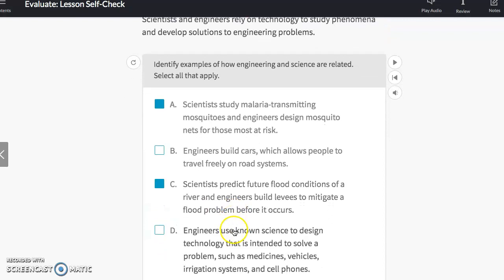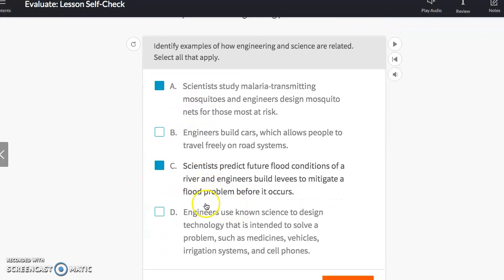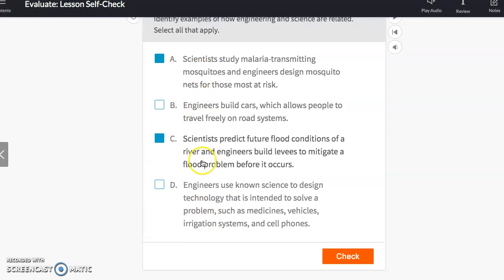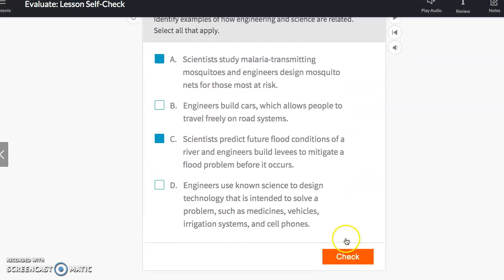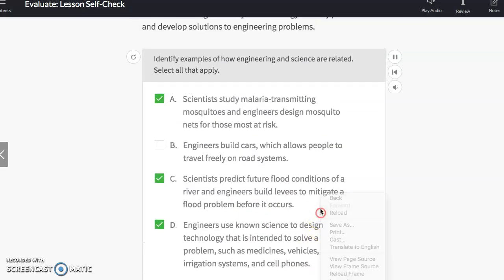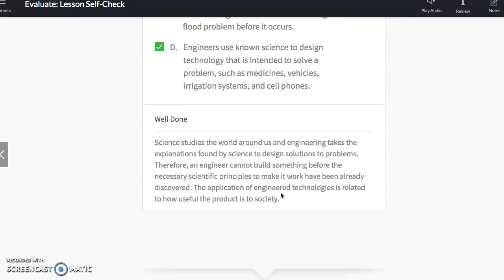Yes. So these two are the ones that are correct because these two only talk about engineers. They don't talk about science being related to it. So just from that alone, we know it's A and C. Try again. A and C and D, because it has engineering and science, because engineering is depending on science. Got it.